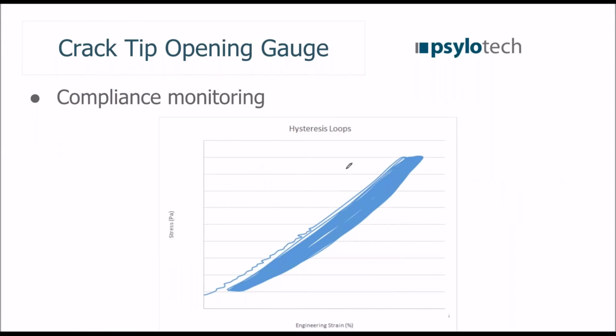And you can see here we use this sensor to measure the compliance. This range can be quite small compared to, say, the total range of this test in strain. But we're able to see these hysteresis loops to very small changes and note exactly when that crack tip is opening by looking at the hysteresis loops.